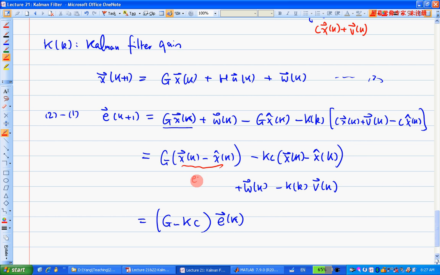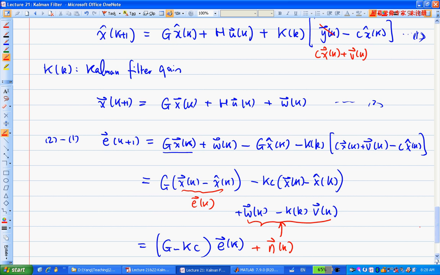Right, so this is e of k here. Okay, it's e of k. And the rest of the terms here are basically noise: w here, v here, and then there's the u k here. So let's temporarily define this as a variable, n k. Okay, that's n k for this term here. So now we obtain the expression for e of k, the error.